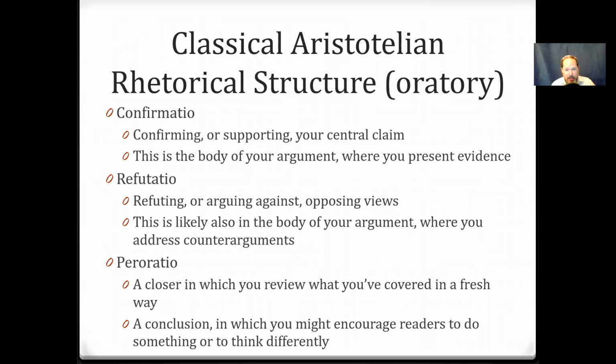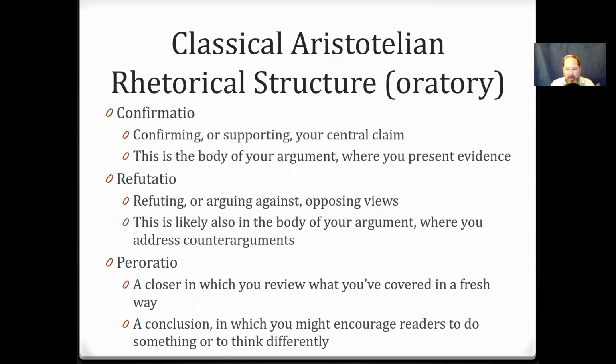A lot of times it would connect to the hook. It would connect to the beginning, and it brings your essay full circle. We'll talk about that. So this classic Aristotelian rhetorical structure, there's a lot that's good here for an argument, and a lot of the 5-paragraph essay encourages this. We're not necessarily going to throw, as they would say, throw the baby out with the bathwater. You want the baby, throw out the dirty bathwater only.